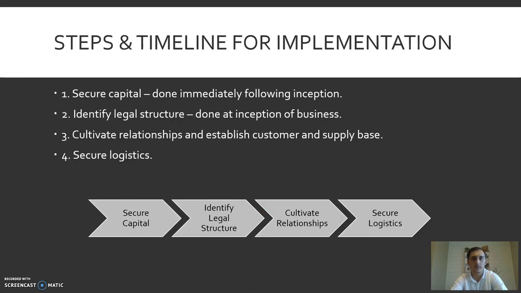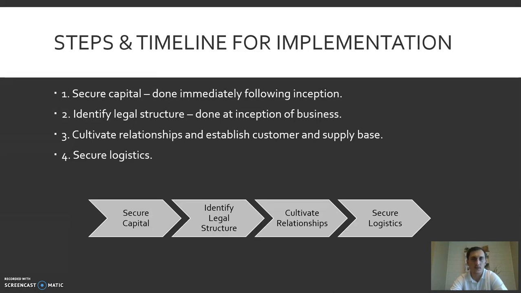The steps and timeline for implementation. The first thing that we intend to do is to secure capital. This is done immediately following the inception of the business or the idea. Once we know we have the capital and the ability to have the funds, we need to identify our legal structure, right? Our form of ownership. Our form of ownership will be a corporation, just due to the nature of the limited liability and the flexibility we can have there. The third thing we do is cultivate relationships and establish the customer and supply base.